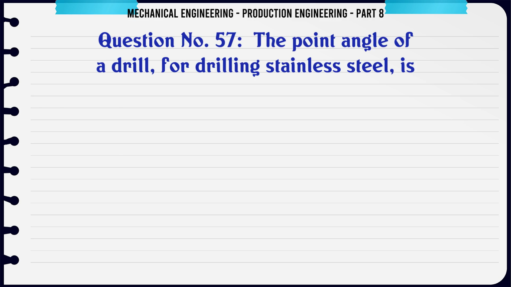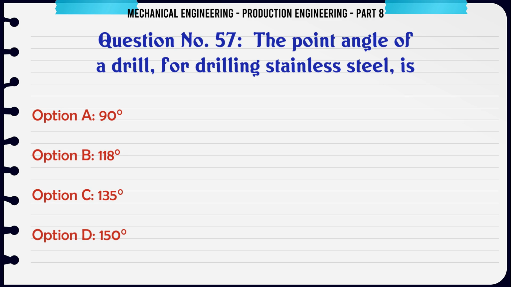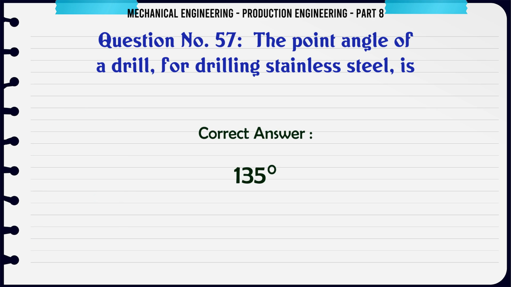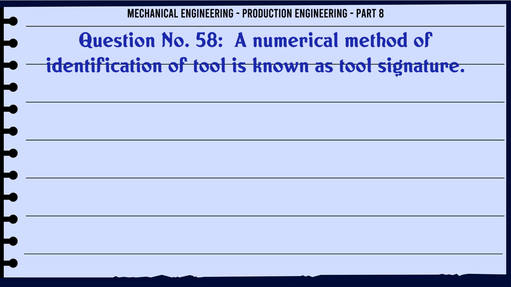The point angle of a drill for drilling stainless steel is A. 90. B. 118. C. 135. D. 150. The correct answer is 135.